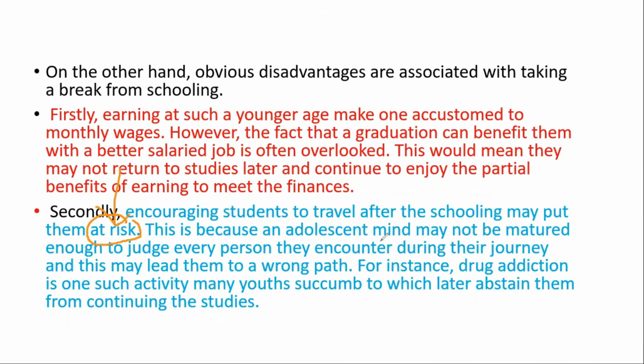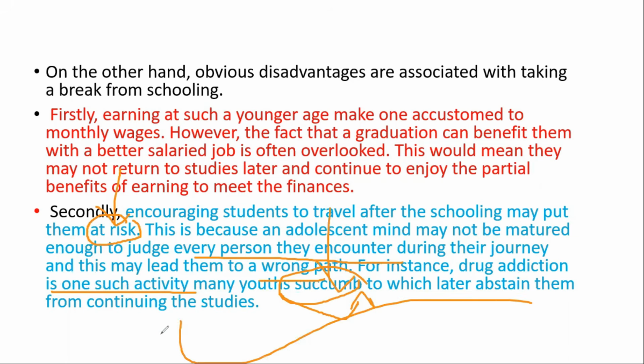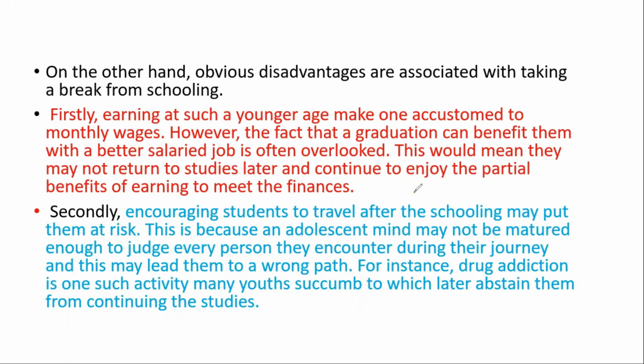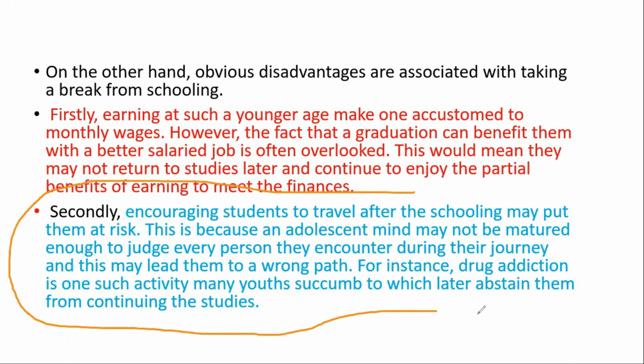This is because the adolescent mind may not be mature enough to judge every person they encounter during the journey, and this may lead them to a wrong path. For instance, drug addiction is one such activity many youths fall prey to, which later keeps them from continuing the studies. Whatever I told you, I have written, but in a completely formal way. For this you need knowledge, you need the feedback. Hope you are getting it.